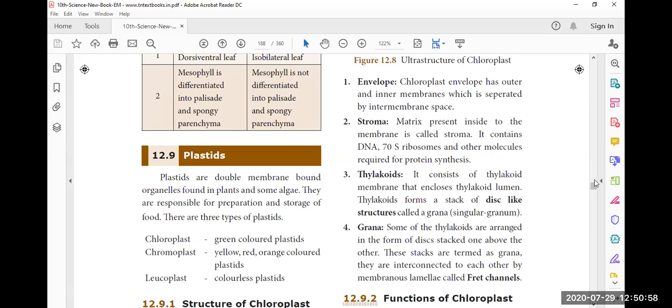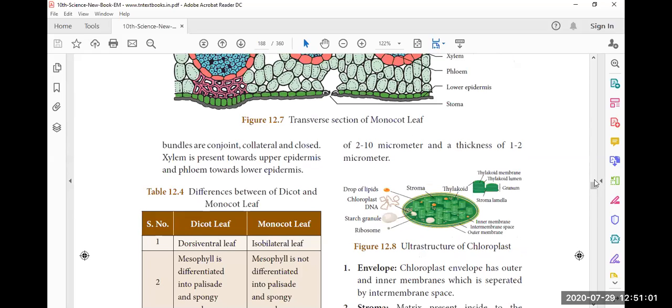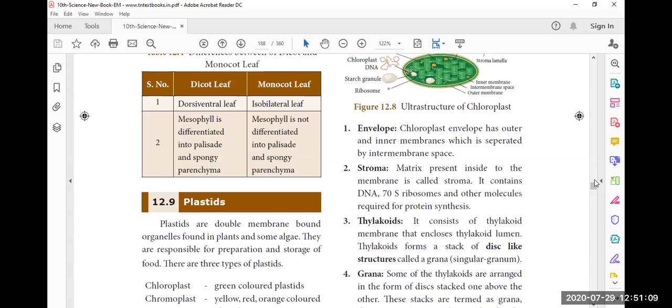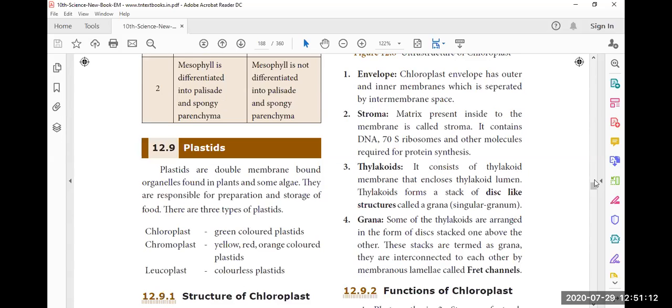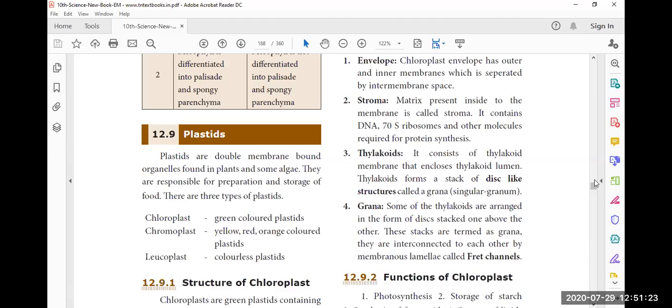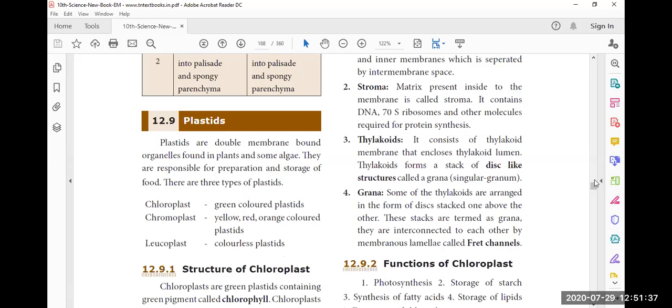Here, if you see the structure of grana, in plural it is called granum... in singular it is called grana. Okay, so grana, some of the thylakoids arranged in the form of discs stacked one above the other. These stacks are termed as the grana. They are interconnected to one another, to each other by membranous lamellae called Fret channel. So Fret channel is nothing but the membranous lamellae by which the grana are connected. So next, functions of the chloroplast.